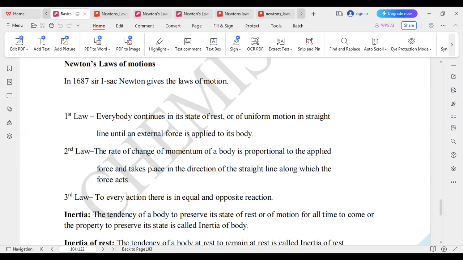Second law: the rate of change of momentum of a body is proportional to the applied force, and it takes place in the direction of the straight line along which the force acts. This is the second law.